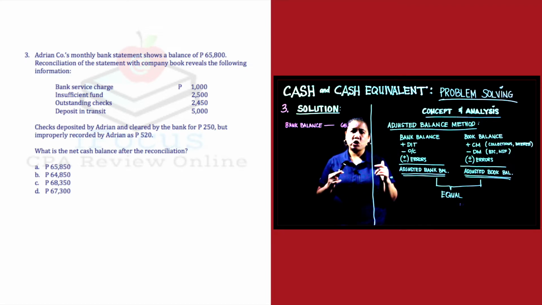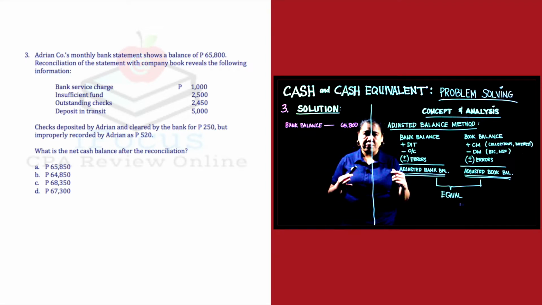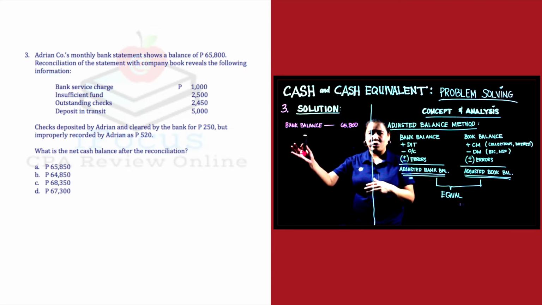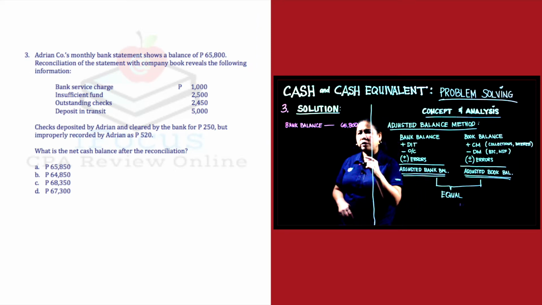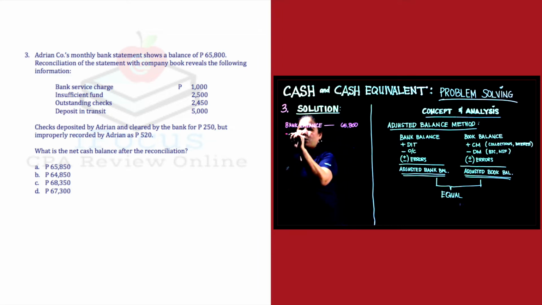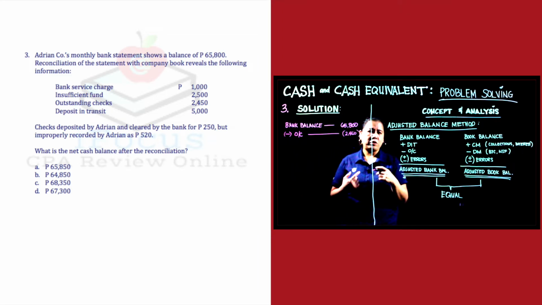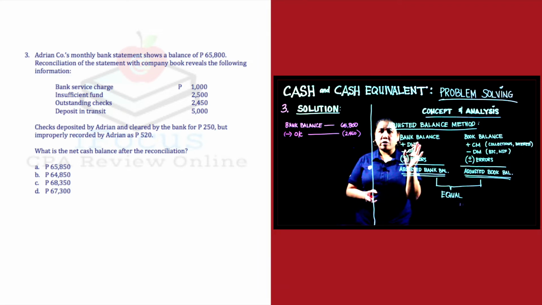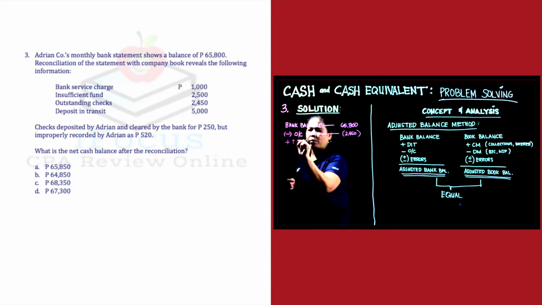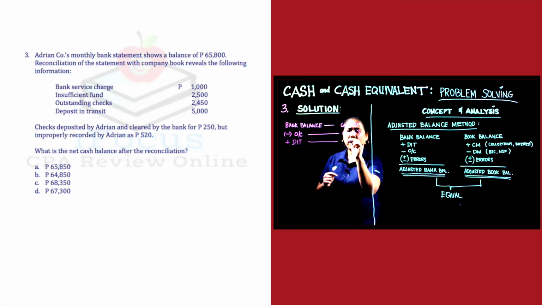Then, outstanding check, which is 2,450. That item is a reconciling item of the bank balance. So, kasama yan sa ating solution. Alright? So, we will minus this outstanding check to come out with adjusted bank balance or to come out with adjusted cash balance. Alright? So, we minus the outstanding checks. The other item is the deposit in transit of 5,000. So, deposit in transit, kasama yan sa reconciling item ng bank balance. So, kasama dito sa ating solutions. So, we add our deposit in transit of 5,000.